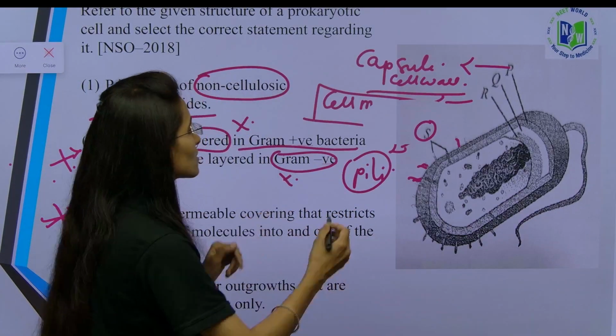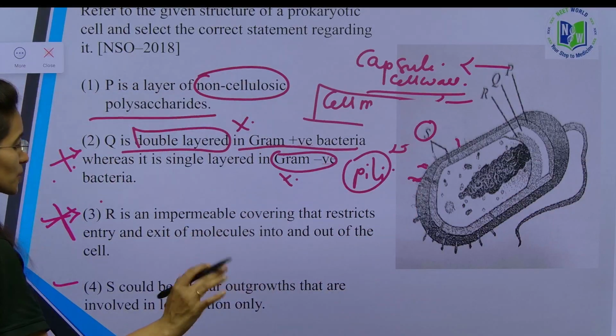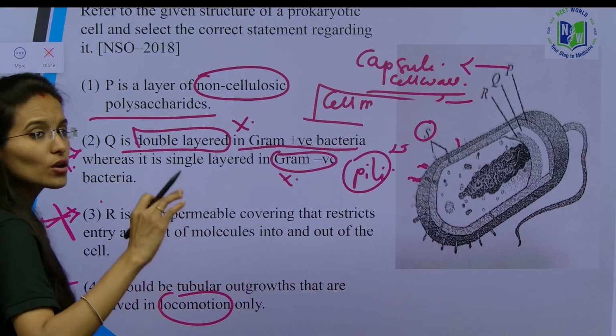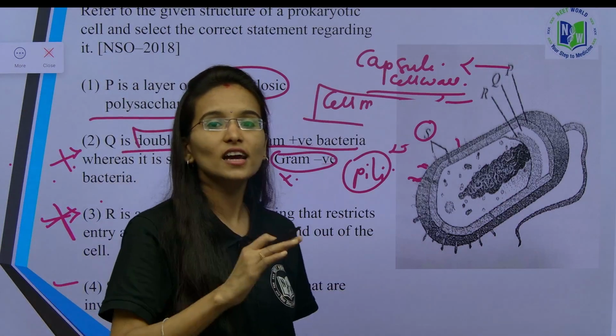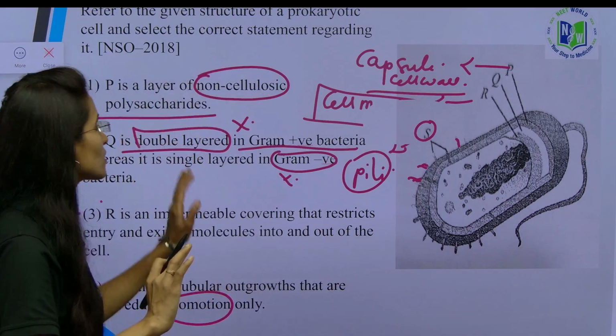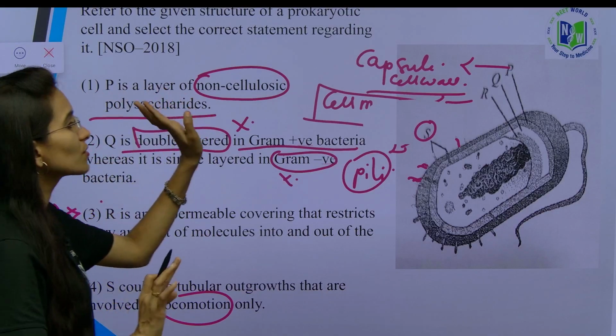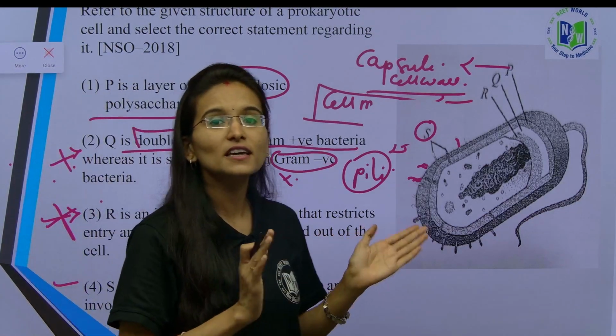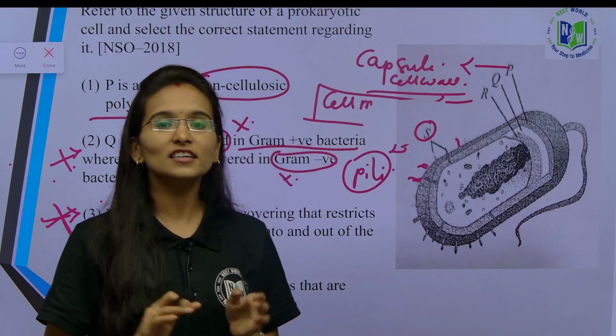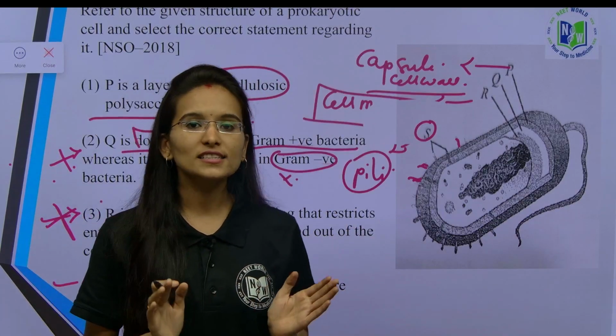bacterial cells, yes. So this is also the wrong option, okay. It is not only involved in locomotion, it is involved in attachment and in the conjugation process. So among all these, the right option is the first option. P is a layer of non-cellulosic layer, okay. What is P? Capsule is a non-cellulosic layer. It is made up of only polysaccharides, yes.